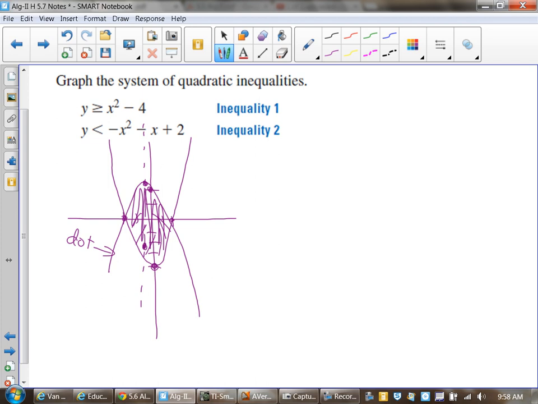Because the axis of symmetry is still x equals a line. It's not like the graph, where y is less than. The x equals is still vertical. Great question.